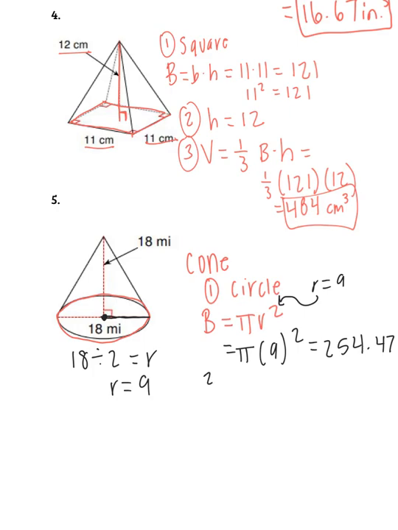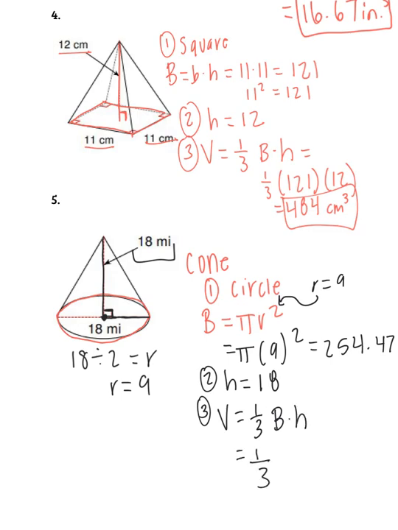Now I also need to find my height, which again, it's very, very nice and clear what the height is because it's right here with our right angle nice and shown. The height is 18. In step 3, just plug those things into our equation. So 1/3 big B times H. Then I get 1/3. Big B we found was 254.47 and H is 18. So I'm just going to plug that into my calculator and then I will be completely done.